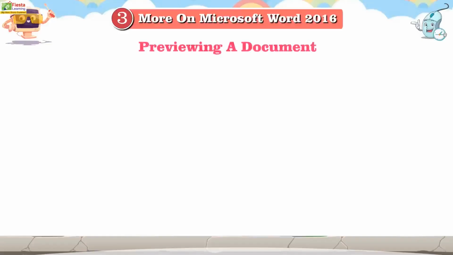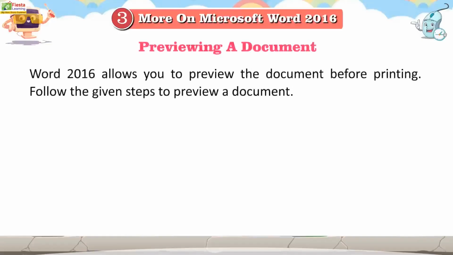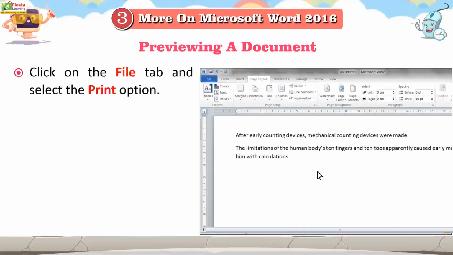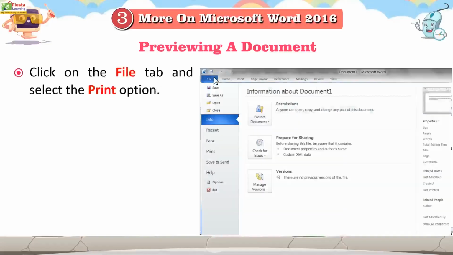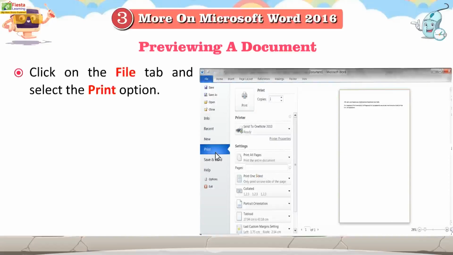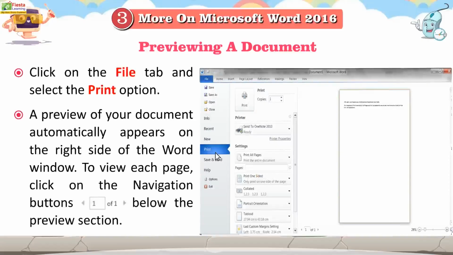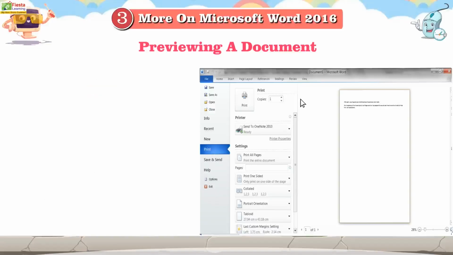Previewing a document. Word 2016 allows you to preview the document before printing. Follow the given steps to preview a document. Click on the File tab and select the Print option. A preview of your document automatically appears on the right side of the Word window. To view each page, click on the navigation buttons below the preview section.